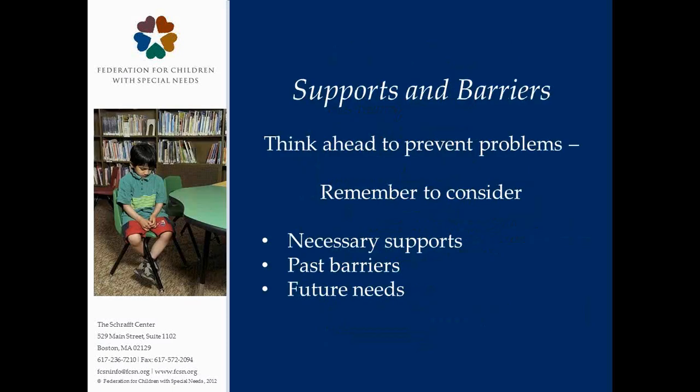Some supports and barriers. There's always a support and a barrier to everything, the ups and the downs. Think ahead to prevent problems. And again, for kids in the child welfare system, there will be some barriers. One of them, of course, is that at 18, they will be their own guardians and don't have the parental involvement that a typical kid would have. So you have to consider the supports, the barriers, and the future needs. And one of the future needs for kids with trauma, and certainly kids in the child welfare system, is that they will need support from adults that are understanding.